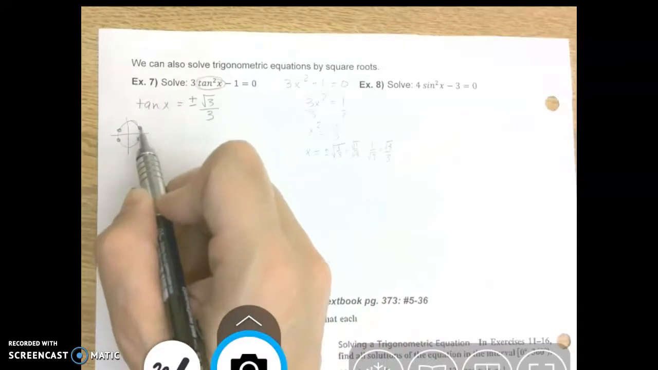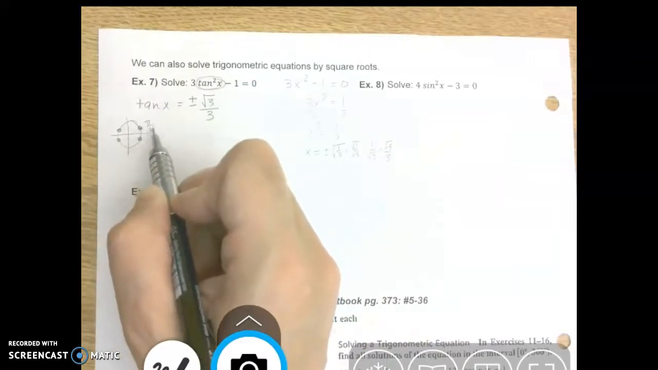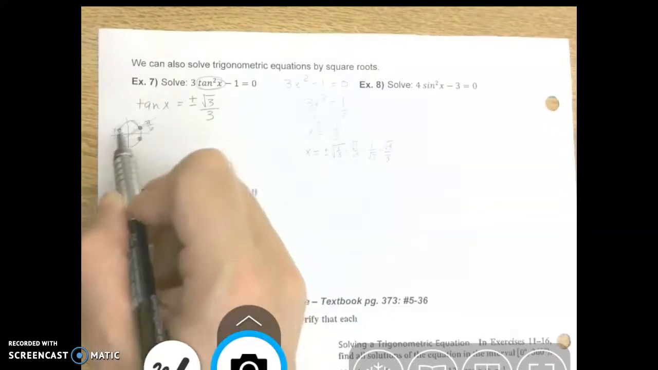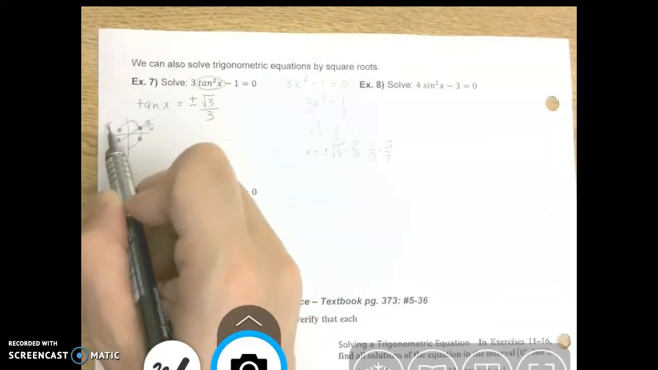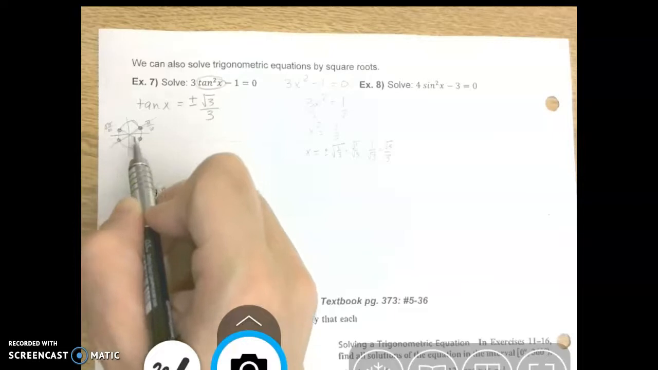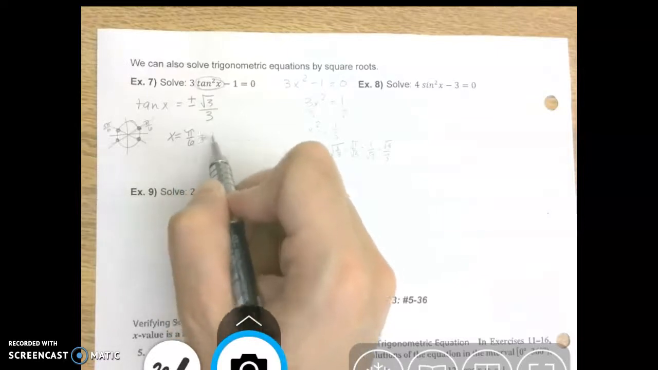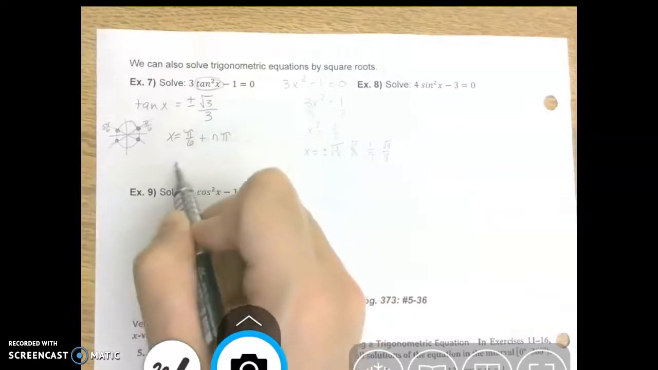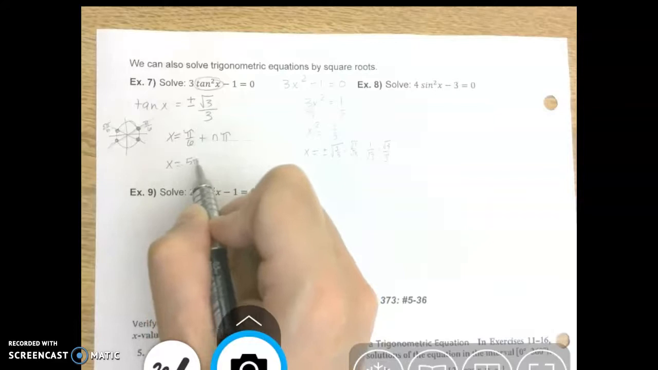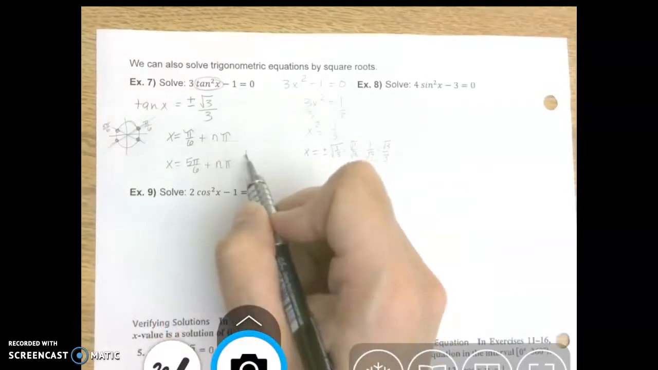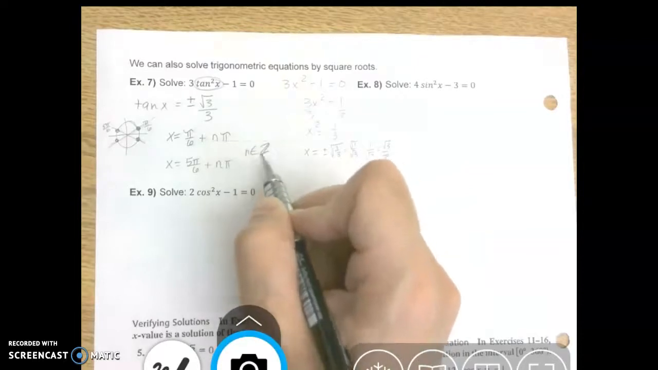So I'm going to take this pi over 6, and you'll notice that right here is pi. And then this one's going to be 5 pi over 6, and so it will also repeat another pi. So my equations would be pi over 6 plus n pi, and x equals 5 pi over 6 plus n pi, where n is an element of the integers.